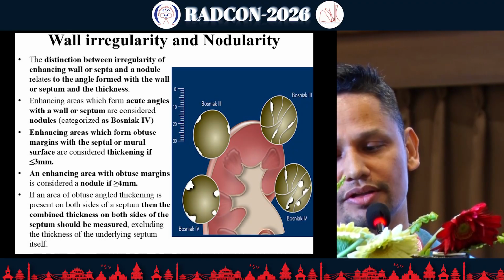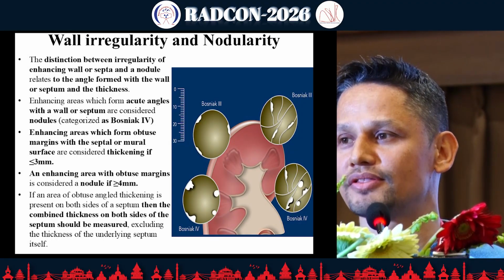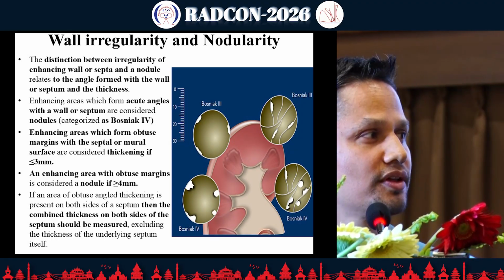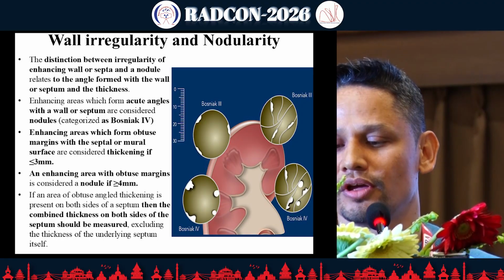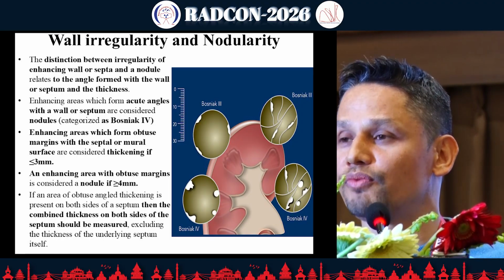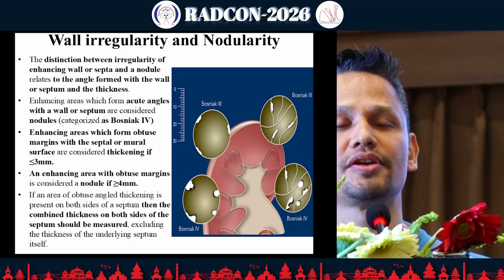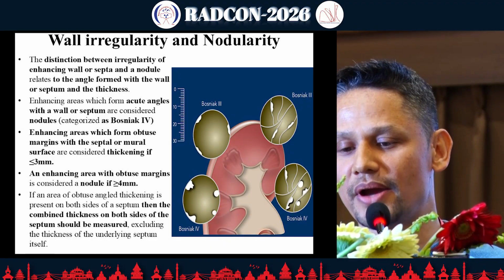So any enhancing area with an obtuse margin, and if the thickness of the septa is more than or equal to 4 mm, is also classified as class 4. If there is an enhancing area which forms an obtuse angle, and if it is less than or equal to 3 mm, then it is classified as 3.